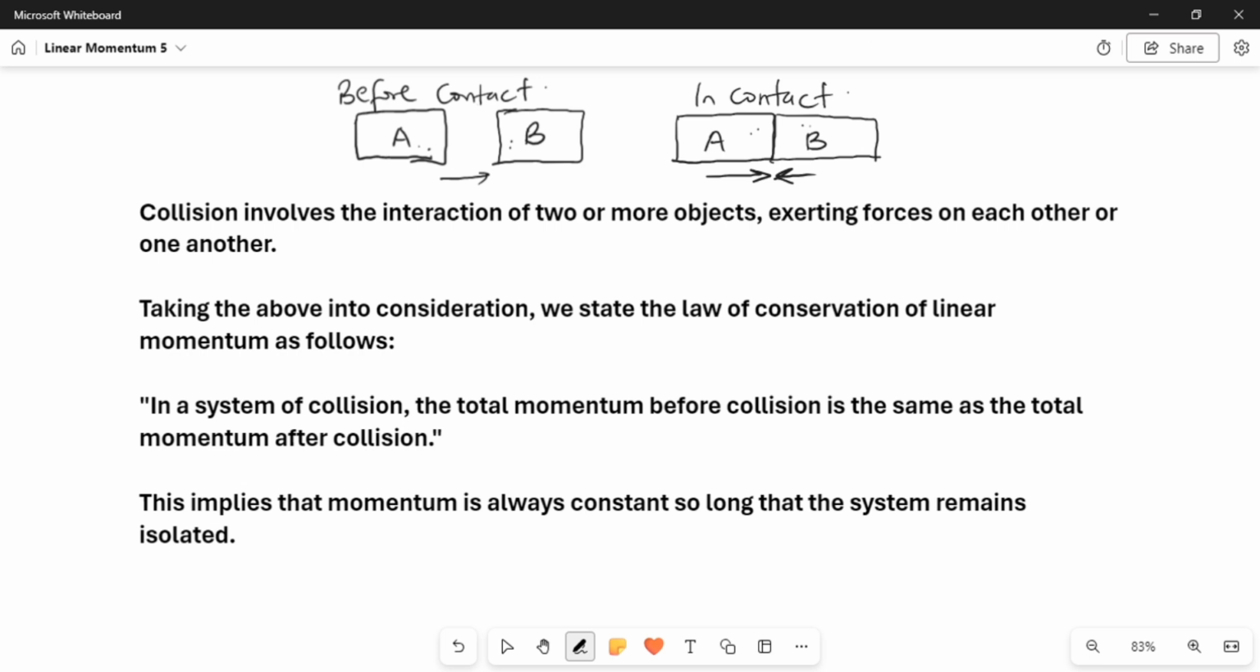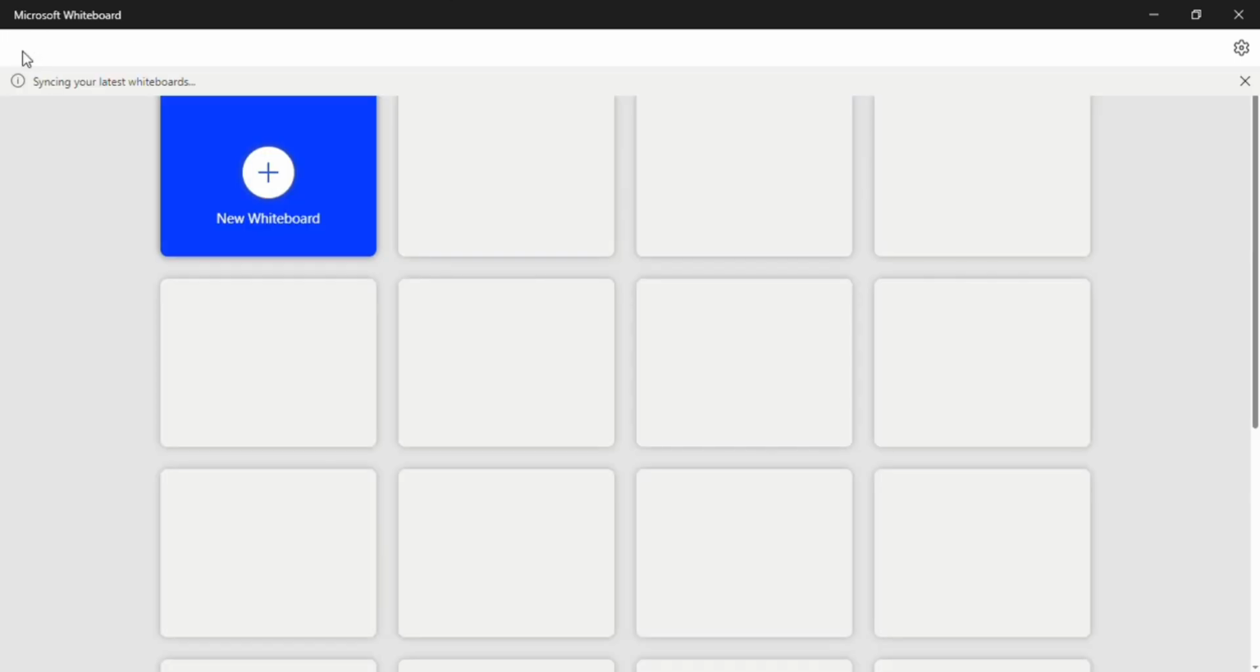The implication is that as far as this system is isolated, and the objects are experiencing only the forces they exert on themselves, then the momentum will always be constant. That is what this assertion implies. Let's move on and see what we have.